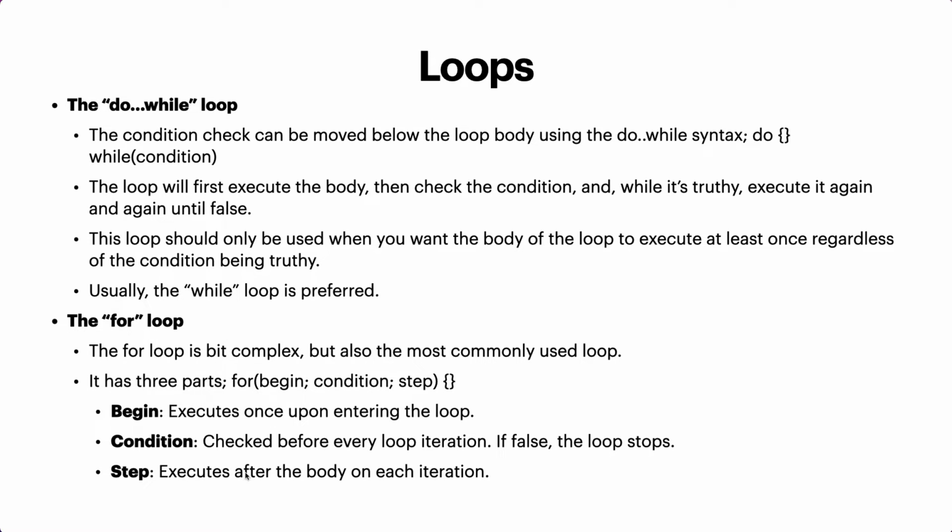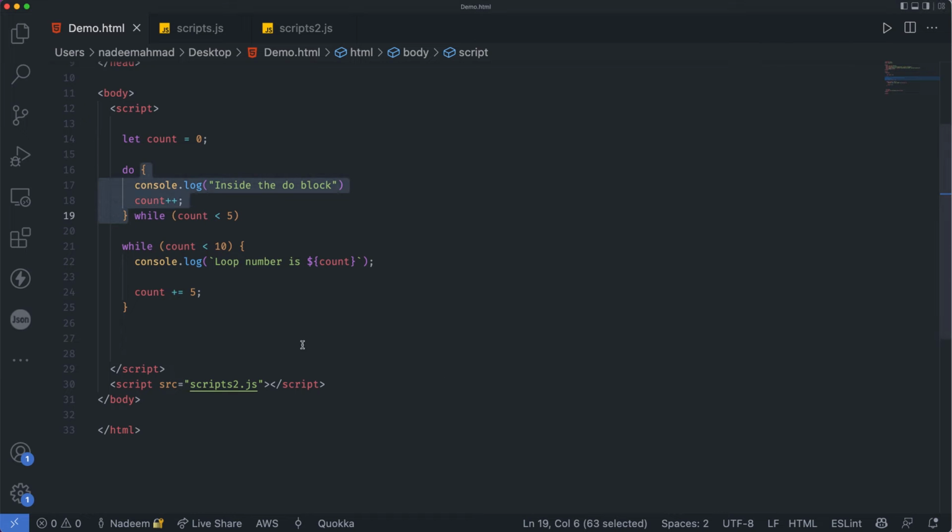What is a step? It executes after the body on each iteration. So after the body is executed, then we do the step count. We increase a value, so it is executed after the body is executed. What is a body? It's basically the body of the loop, the block of code that you want to execute on each iteration. So that's what we call the body. So yeah, let's just see it in action and see how it really looks.